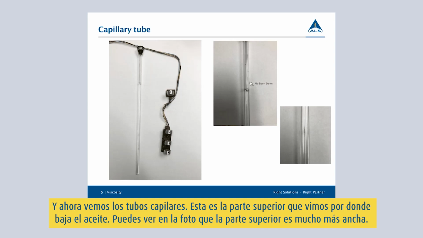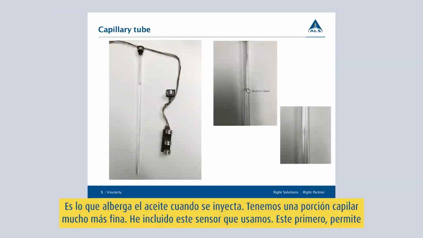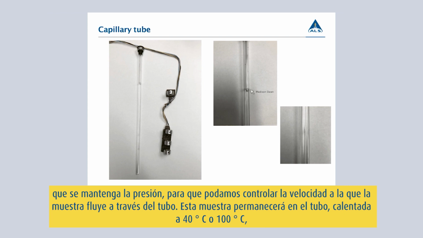You can see in this picture that the top portion is a lot wider. It's what houses the oil when you first inject it, and then you get into a much thinner capillary portion. I've included this sensor over here that we use. This first sensor sits right here and allows pressure to be held so that we can control the rate that we drop it.